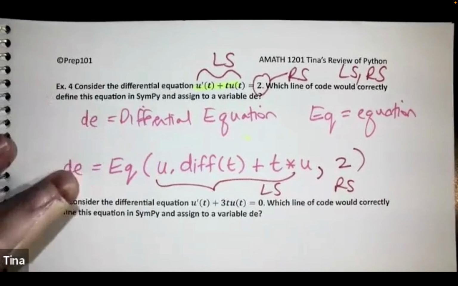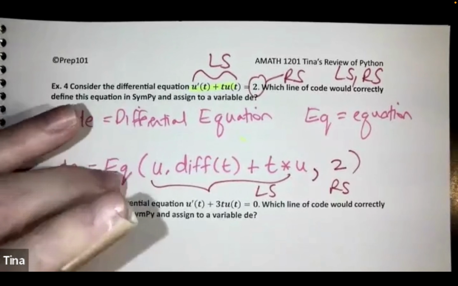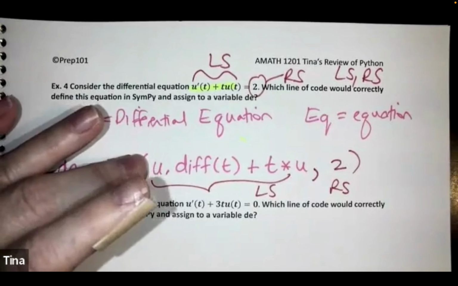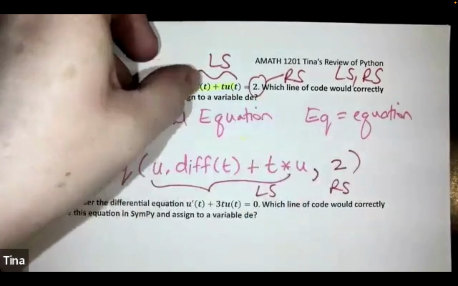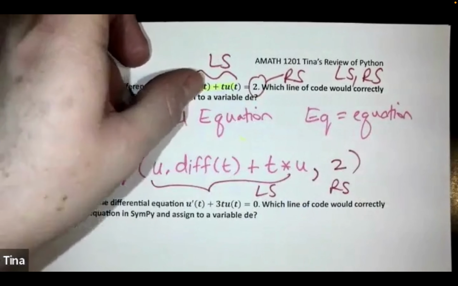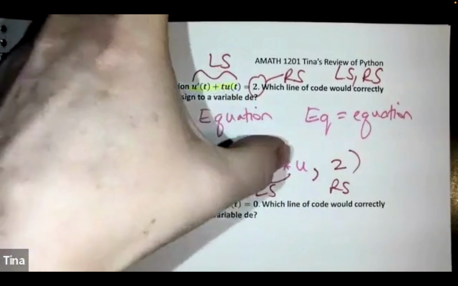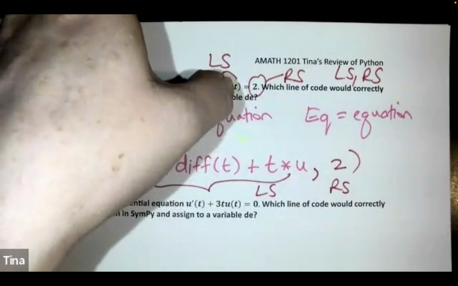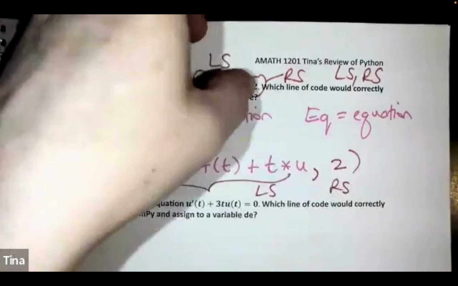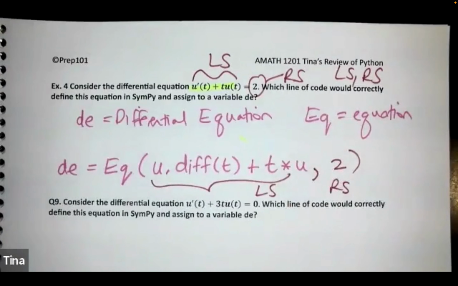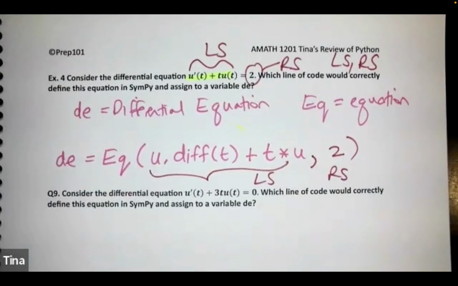Okay, so DE, differential equation, equals capital EQ, bracket, then type in everything that's on the left. U dot diff t means it's got u prime of t, plus t star u for t times u. You don't put u of t here, though. You just put u, comma, and then the right side is 2. So try it for number 9 here.